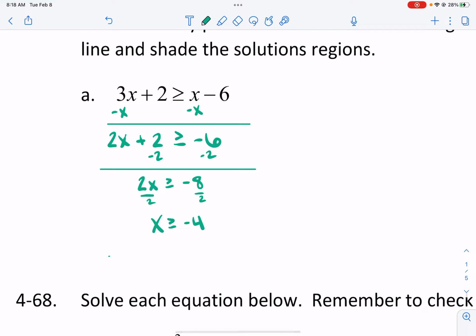Okay. So I'm going to draw just a little sketch of a number line. Sometimes I like to put 0 in the middle. And because it has the equal to part of the inequality, that's going to be a closed dot. And x is greater than or equal to negative 4, so we're going to shade what's greater than.